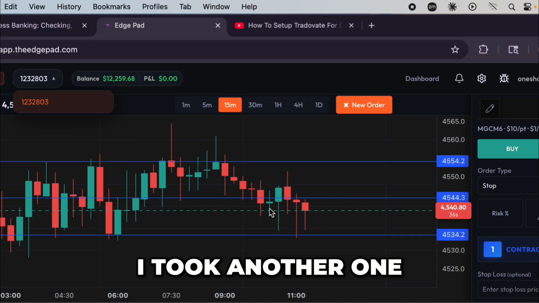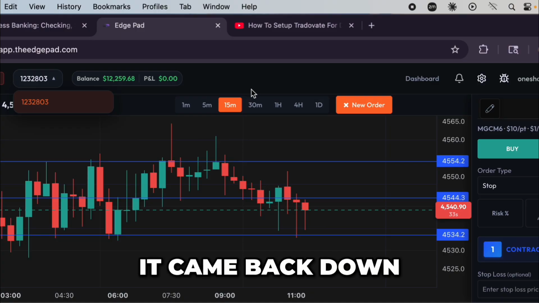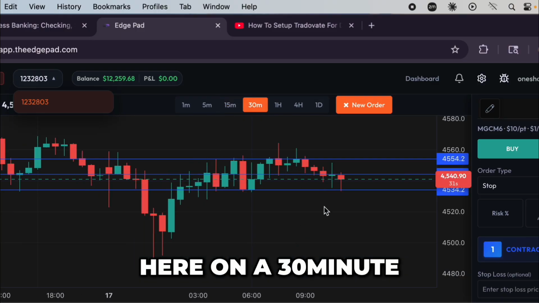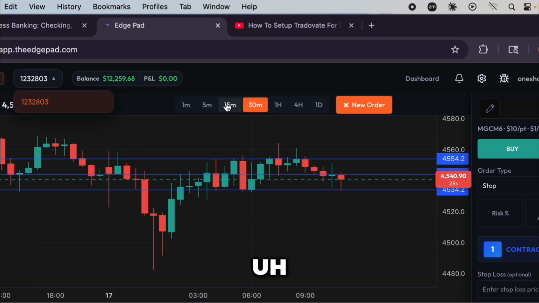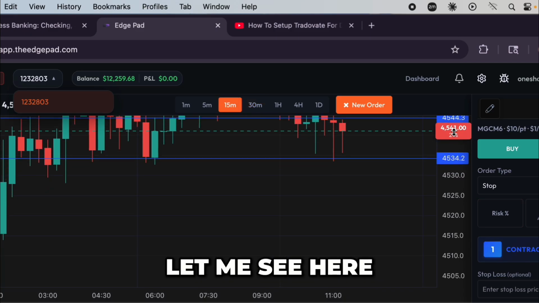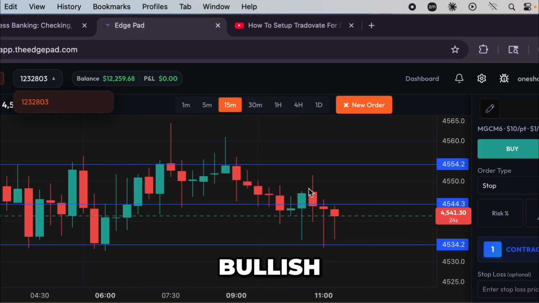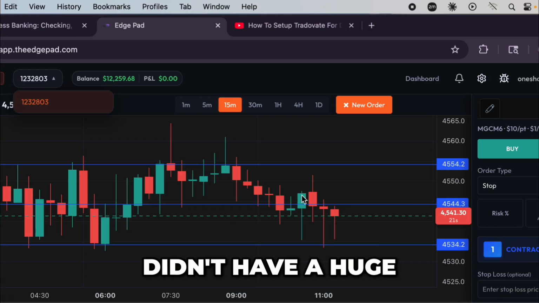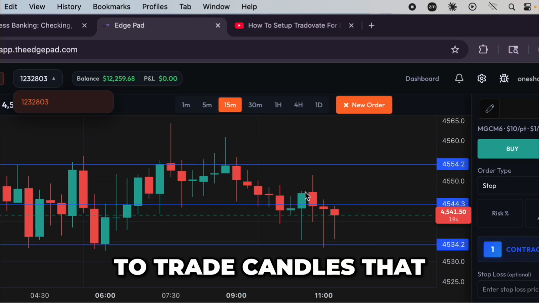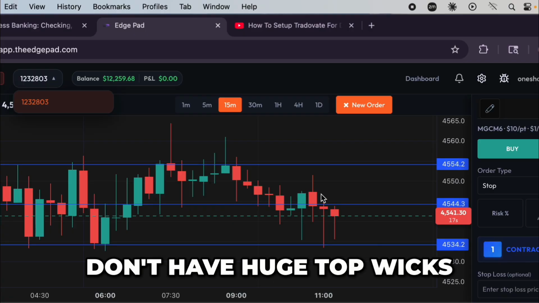And I took another one, which was on the next candle, where it came back down here on the 30-minute. It closed this next 15-minute. Let me see here. It closed bullish. I took half risk on this because it didn't have a huge top wick, and I don't like to trade candles that don't have huge top wicks.